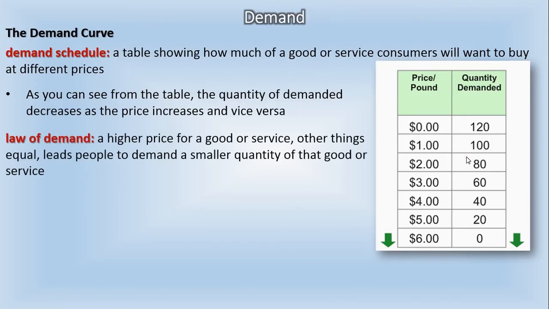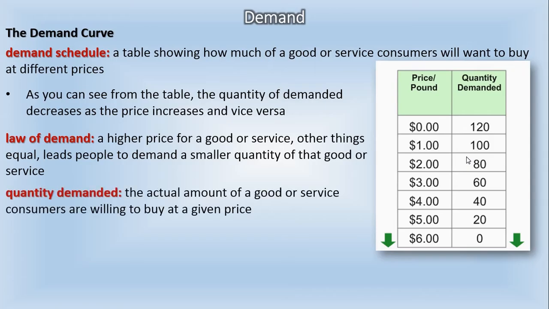And it reflects what's called the law of demand. A higher price for a good or service, other things equal, leads people to demand a smaller quantity of that good or service. It's very basic intuition about how demand works, right? You're going to buy more of something if it's cheaper than if it's more expensive, is basically what the law of demand says. The quantity demanded is the actual amount of a good or service consumers are willing to buy at any given price. So at $2, the quantity demanded is 80. At $4, the quantity demanded is 40.